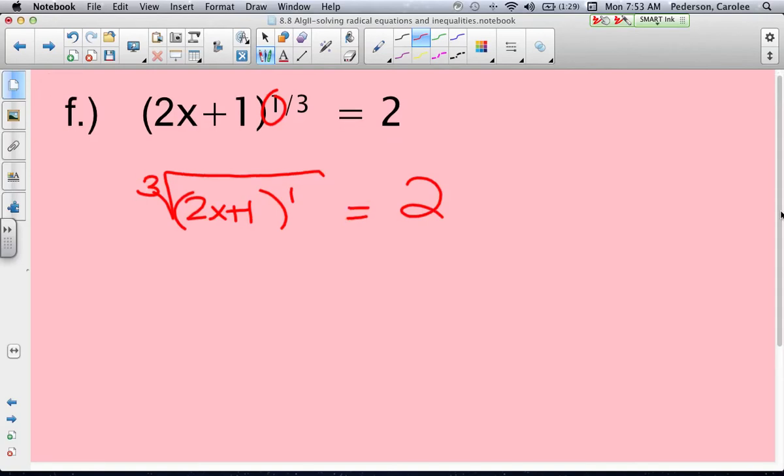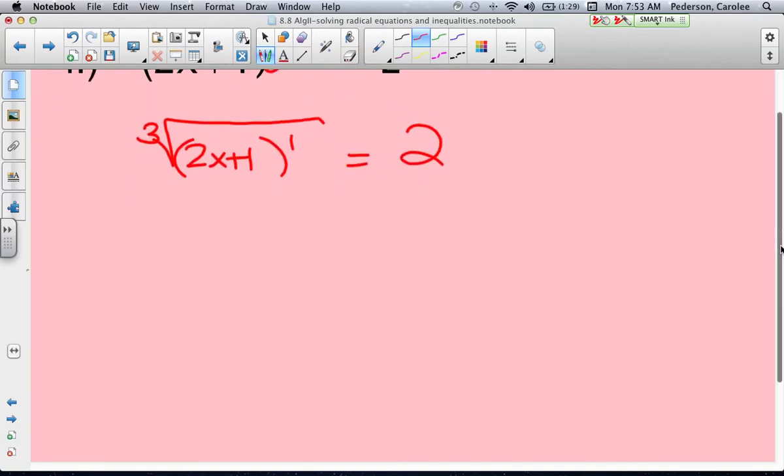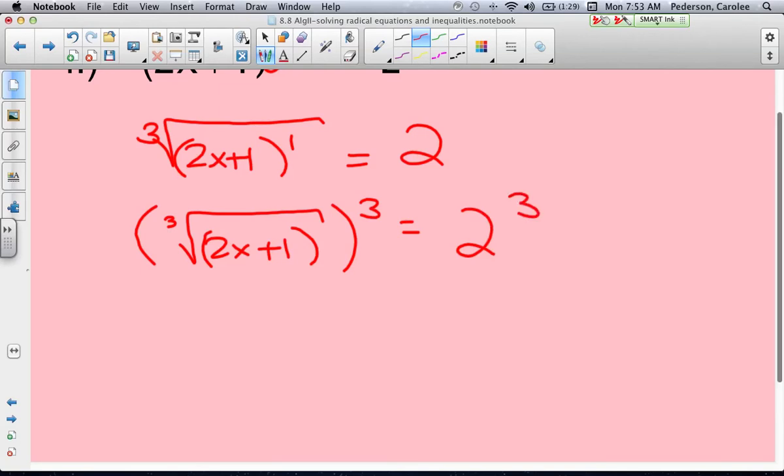So to undo the cube root, we're going to cube both sides. So cube and cube. What happens then is the cube root and the cube will cancel out, and you're left with just 2x plus 1. On the right, 2 times 2 times 2 is 8.